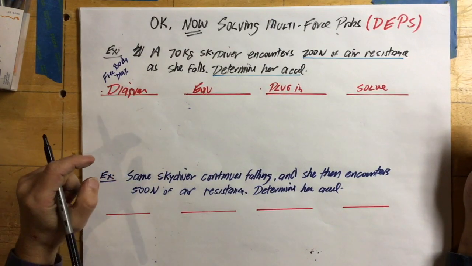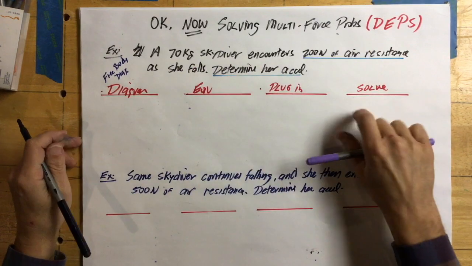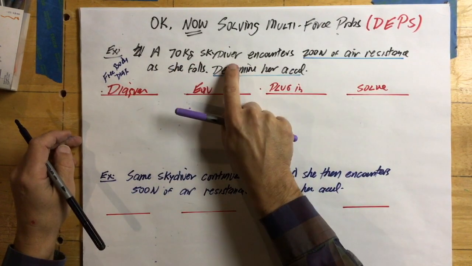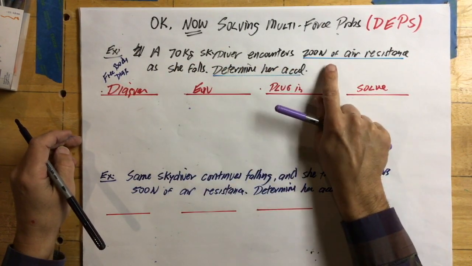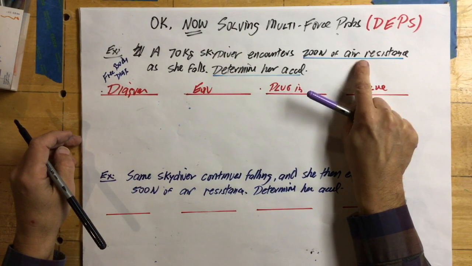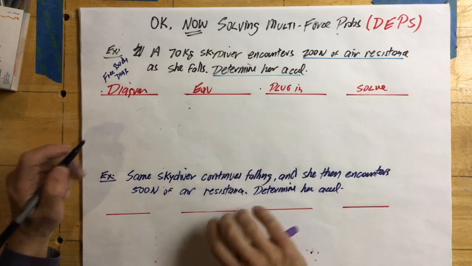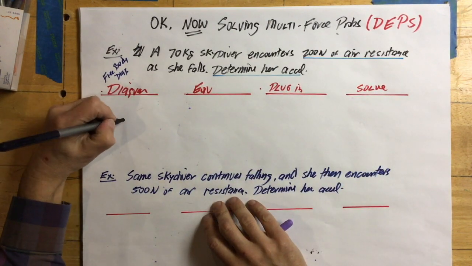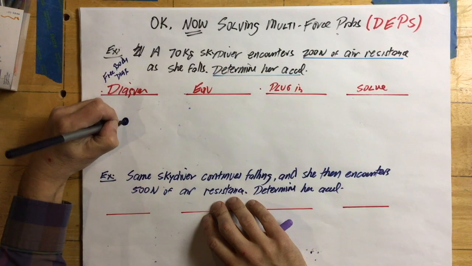direction and size. So if I want to show this, I know that I have a 70 kilogram skydiver and she encounters 200 newtons of air resistance. Now that's a force, and air resistance is always going to oppose motion. So once you know the way the object is going to move, air resistance will be the opposite direction. So if I have a skydiver, my diagram is going to start like this. I'm going to be very, very non-artistic.